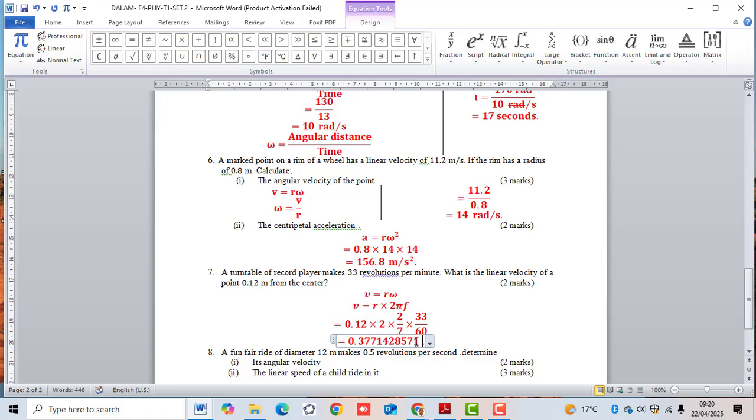Very good. This one is linear velocity. It will be meters per second.